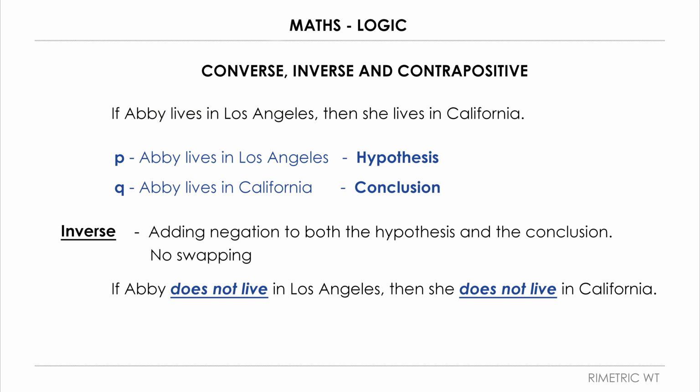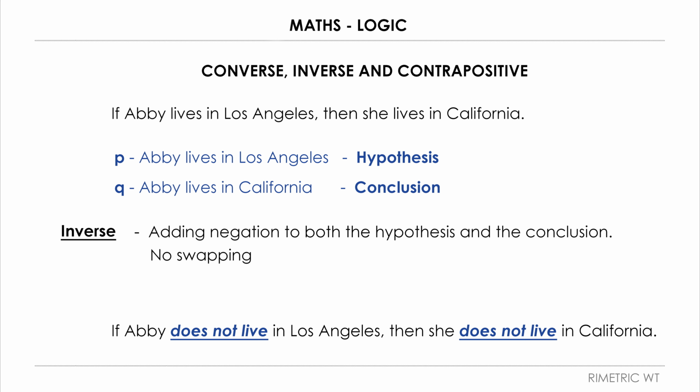However, when we evaluate the statement, just because Abby does not live in Los Angeles, that does not imply that she lives outside California, because she could live in San Francisco or another city in California, right? In this way, you can evaluate the meaning of these forms. In general, we can say that if our statement is P implies Q, then its inverse will be not P implies not Q.